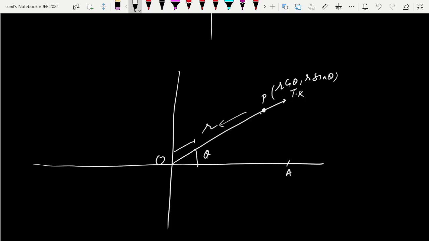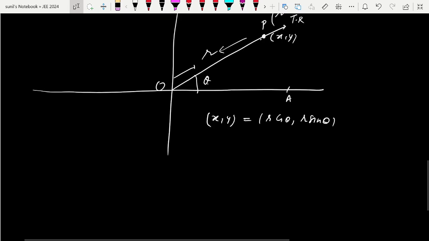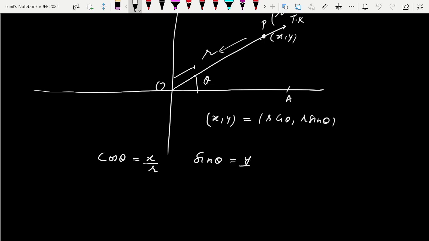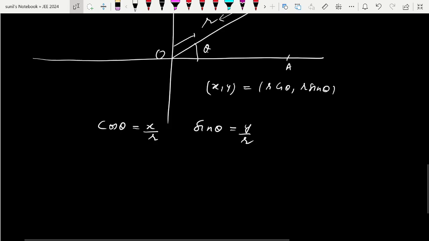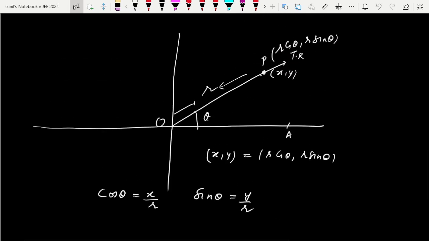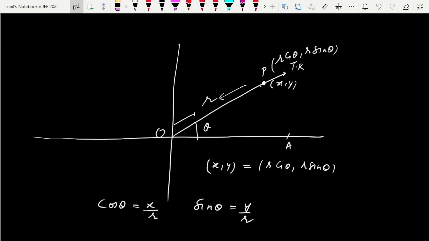Now if the actual coordinates are, say, x comma y, then we define x comma y equal to R cos theta comma R sin theta. From this definition we can say that cos theta is x by R and sin theta is y by R. Now theta can be in any quadrant: the terminal ray may be in the first quadrant, the second quadrant, the third quadrant or the fourth quadrant.